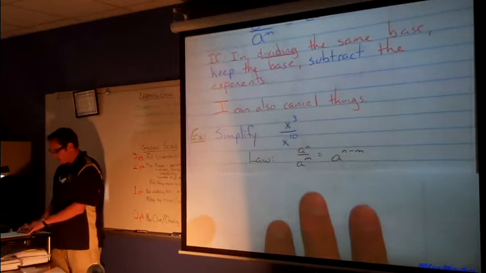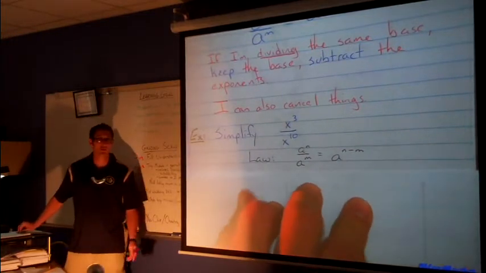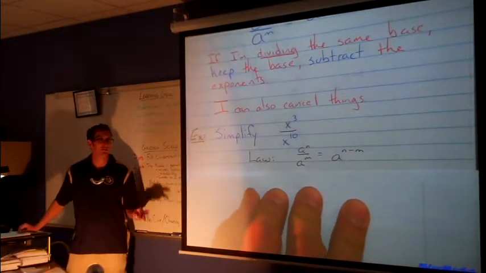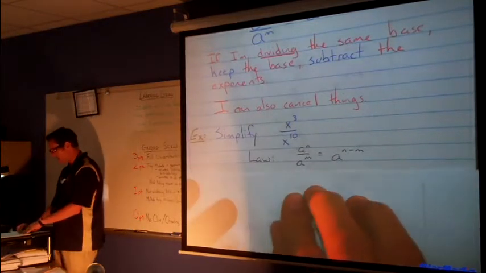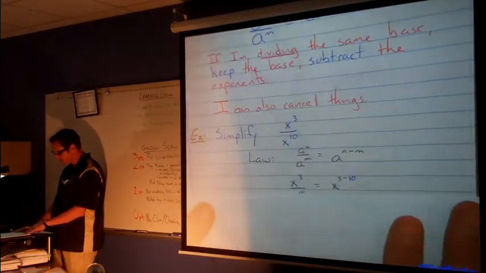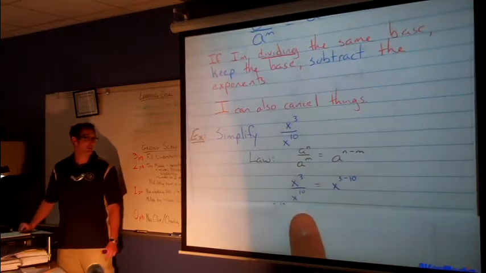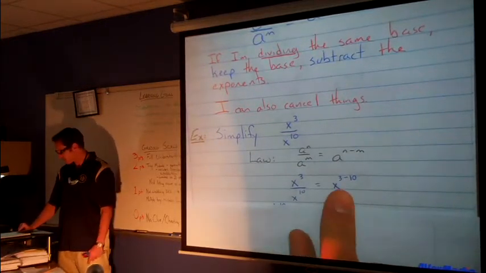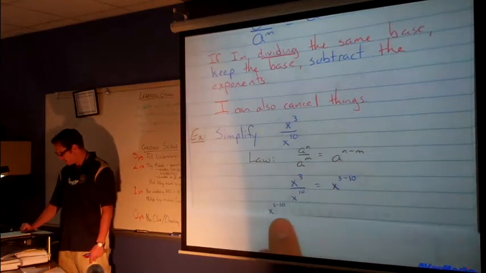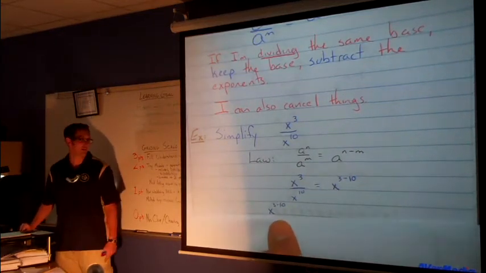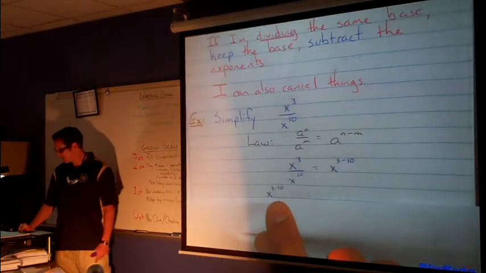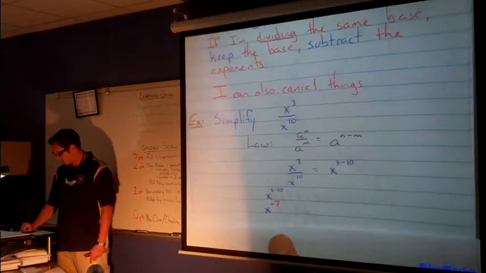In the first way, we have our law of exponents: if you're dividing two numbers that have the same base, keep the base, subtract the exponents. So in this example, we're looking at x to the third over x to the 10th, keeping the x and subtracting 3 minus 10. And so we have x to the 3 minus 10 power, which of course is x to the negative 7th.